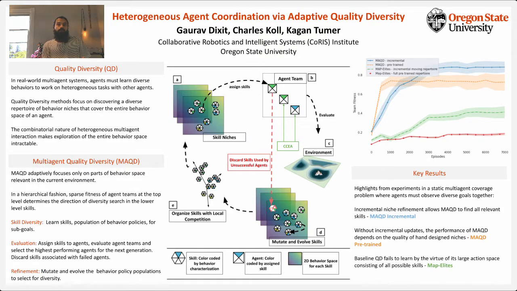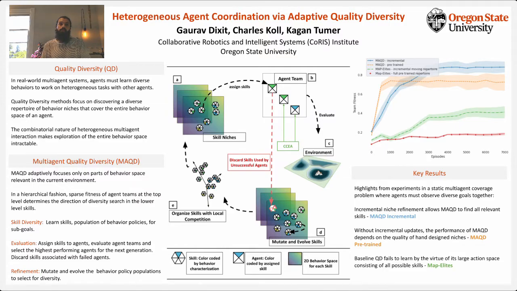Now the behavior policies corresponding to the agents that are discarded in this evolutionary step are removed, and this is shown in subfigure D. With the surviving behavior policies, we mutate and evolve them and then organize them back in the behavior space. So really, subfigures A through C are the top of the hierarchy, and subfigures D and E are the quality diversity parts, which are the bottom of the hierarchy.